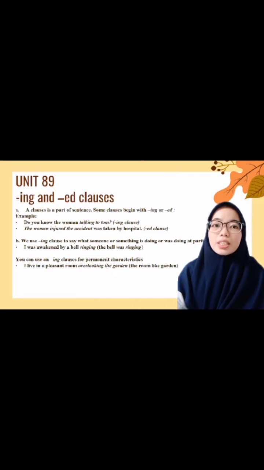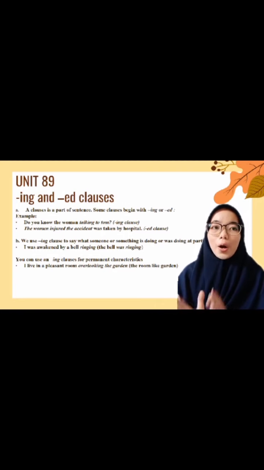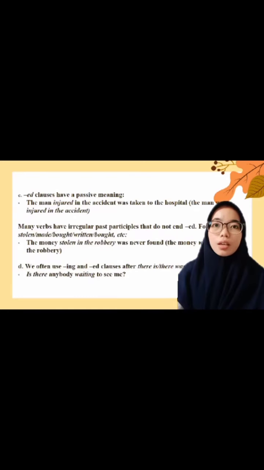Okay. Next, you can use an -ing clause for a permanent characteristic. Example, I live in a pleasant room overlooking the garden. The permanent characteristic is that the room overlooks the garden. Okay, next, -ed clauses have a passive meaning. The man injured in the accident was taken to the hospital. The passive meaning is the man was injured in the accident.